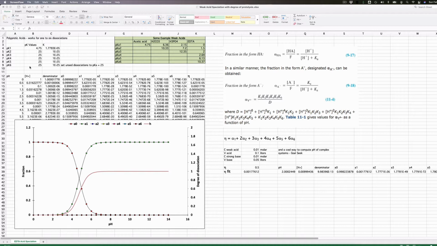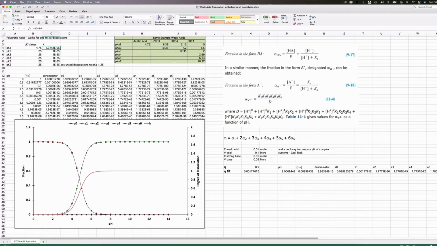Okay, so this is an algebraic trick. It works great. It means you can have one equation and calculate the speciation for monoprotic systems all the way up to, in this case, hexaprotic systems. So you'll notice that I've got 4.75 in here. I've calculated the Ka. All of my other Ka's are real, but super small. And so I can now go ahead and calculate the speciation as a function of pH.